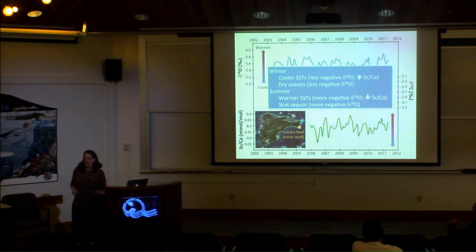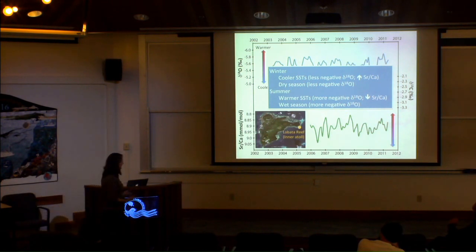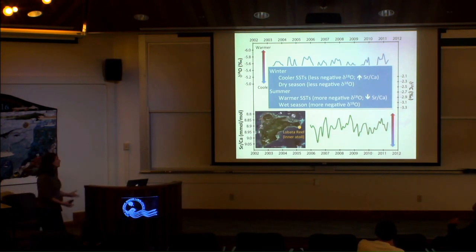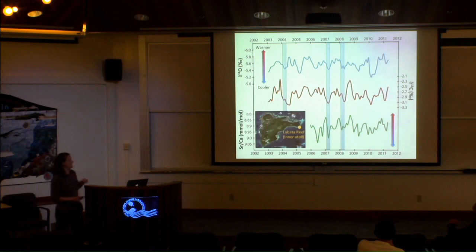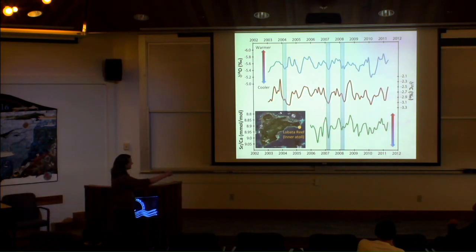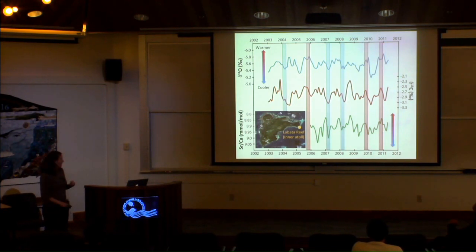Basically, just to show you what we would expect to see, during the winter, that's the dry season, we would expect to see less negative O18 because it's cooler, and also larger strontium calcium values. And we do. You can kind of draw the lines in here, and you actually do see that these seem to be correlating somewhat. You can also look at some of the warmer periods, but overall it's not all that spectacular.